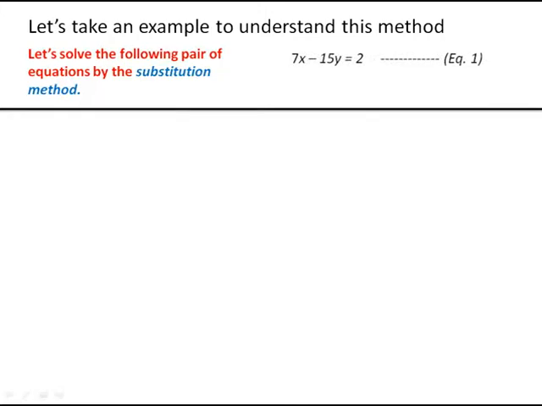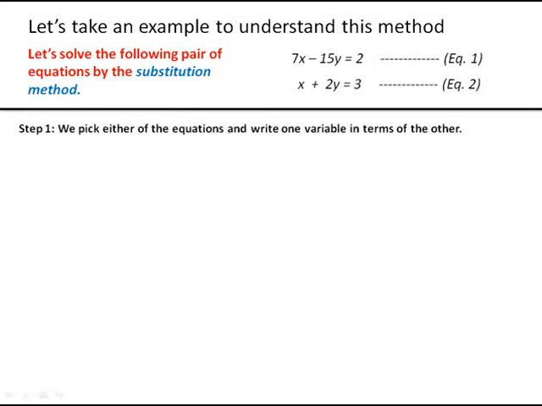Equation 1 is 7x minus 15y is equal to 2, and equation 2 is x plus 2y is equal to 3. Step 1. We pick either of the equations and write one variable in terms of the other. Let's pick equation 2. x is equal to 3 minus 2y. Let's name this equation 3.